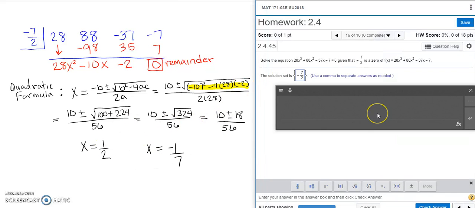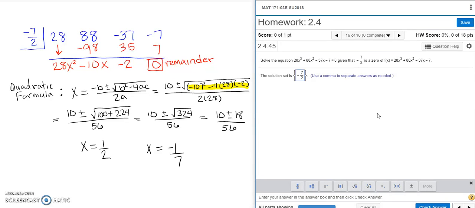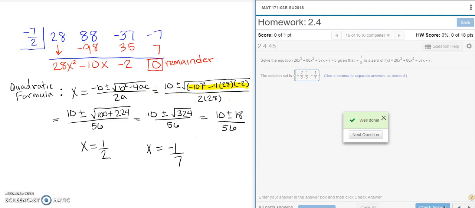So going back to where our answers go, I have the solution that they gave me. I have to list that solution. Then I'm going to list my other two solutions that I found, 1/2 and negative 1/7. So the -7/2 they told me, the 1/2 and the -1/7 were the zeros that we found. And hopefully that's right. Yes.